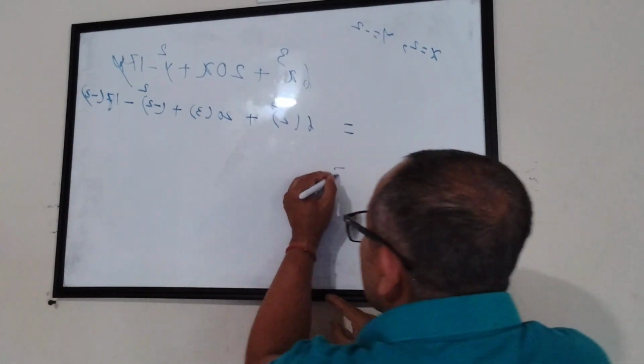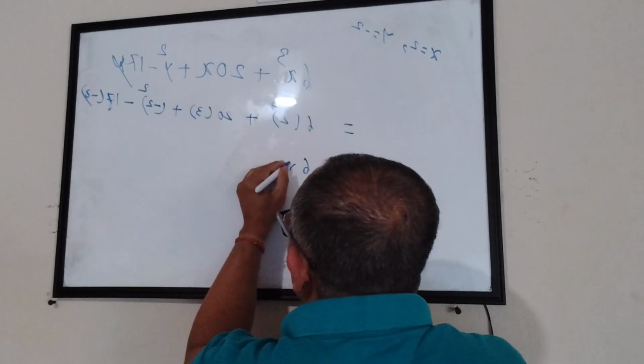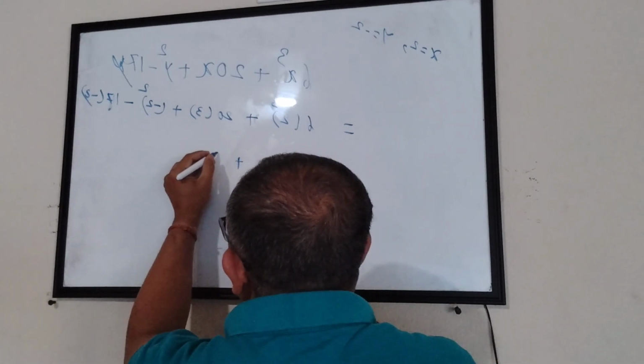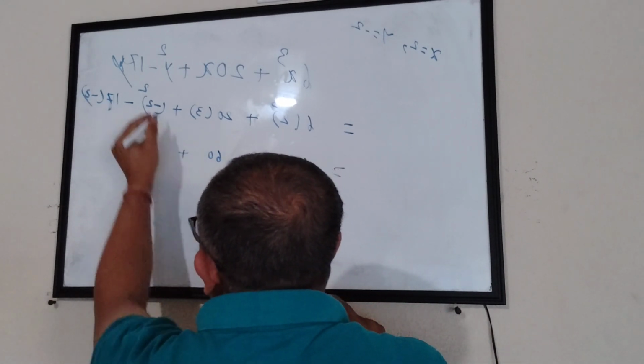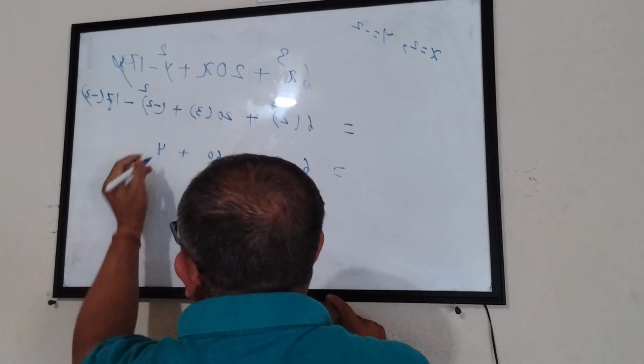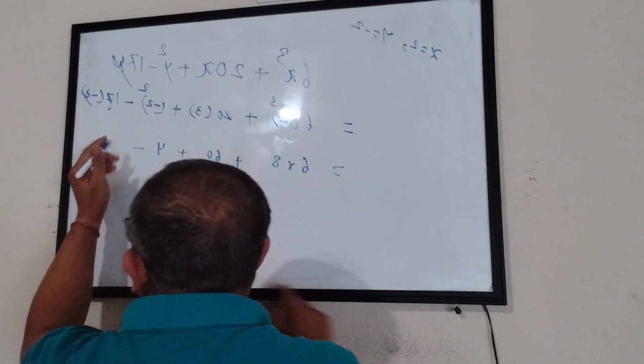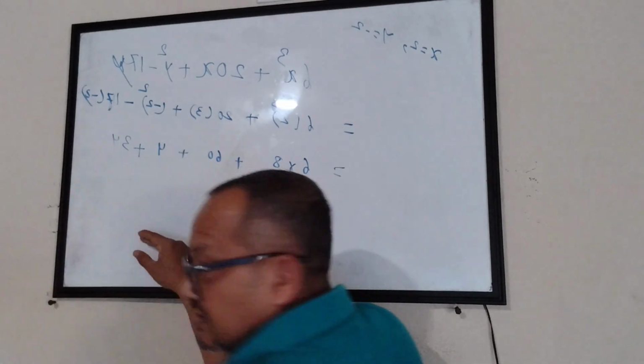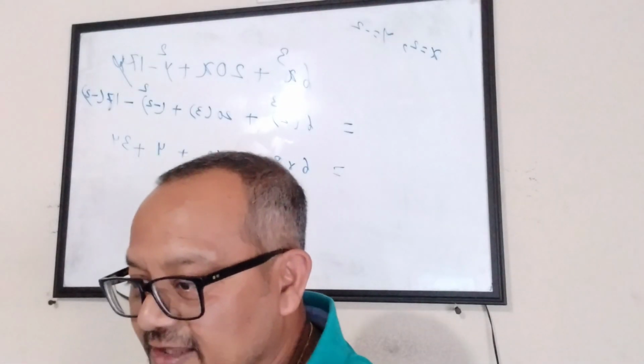Now, here, 6 into 2 cubed gives me 8. 6 into 8. Plus 20 into 3 gives me 60. Plus minus 2 squared gives me plus 4. Minus 17 into minus 2 gives me 17 into 2, 34. Positive. Yes or no?